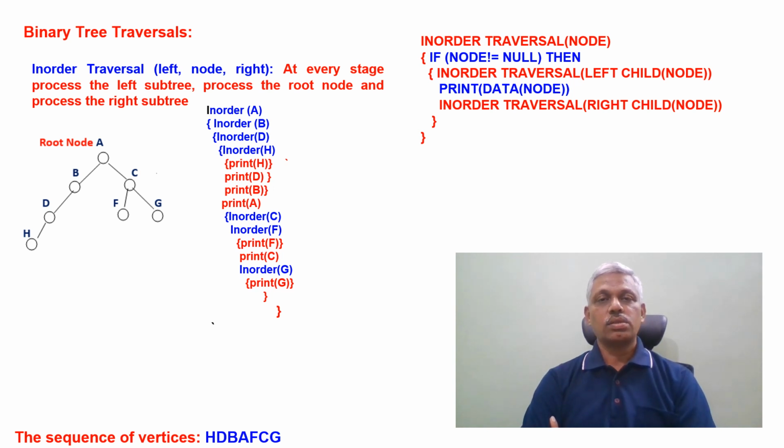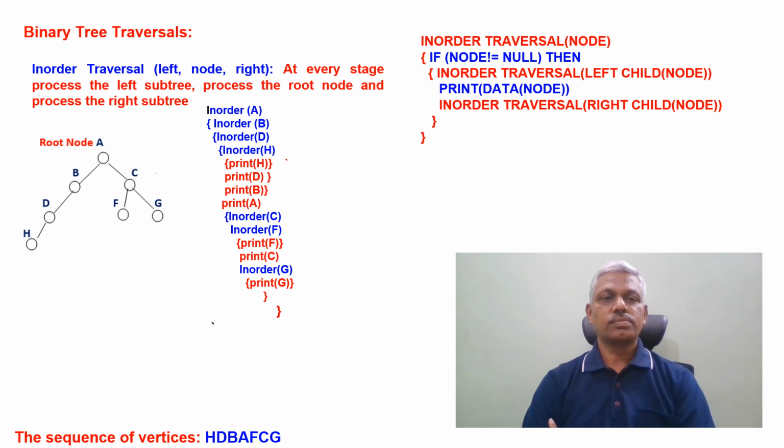At H, again it calls the in-order traversal on the left child of H, which is null. So that traversal is complete. Then visit the node at H, so print H. Then call the in-order traversal on the right subtree of H, which is again null. This completes the in-order traversal of H, so the in-order traversal of the left child of D is complete. Then visit the node D. Then go to the right subtree of D, which is null. So this completes the in-order traversal of the left subtree of B.